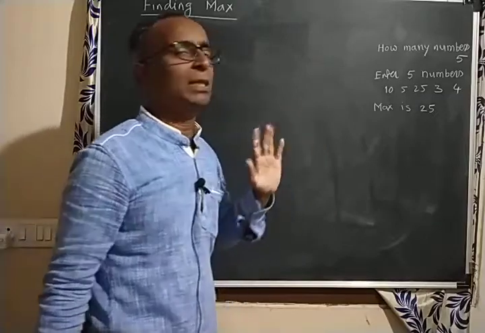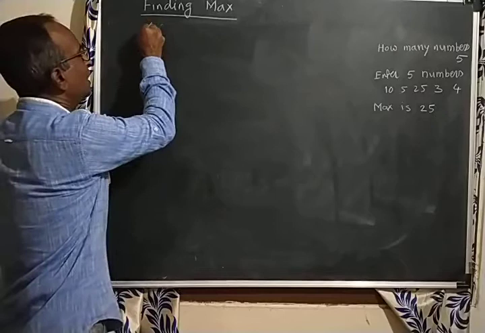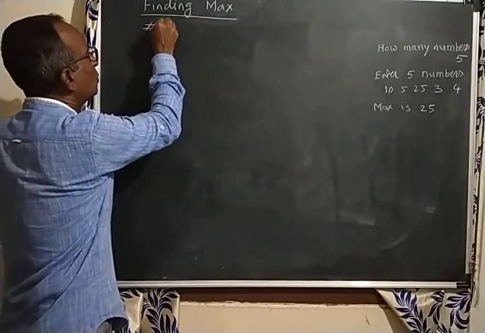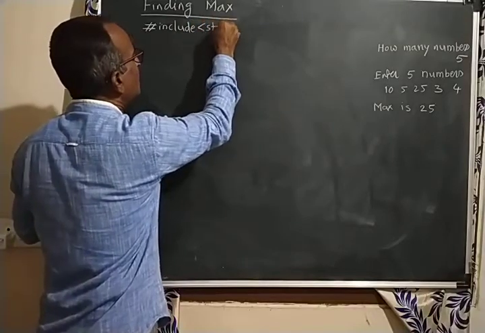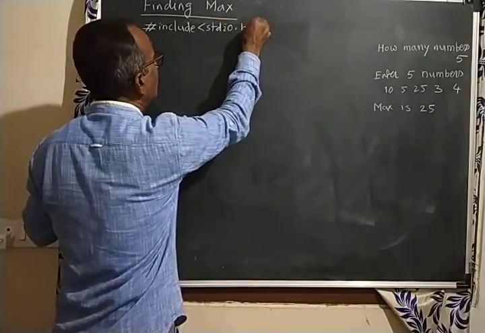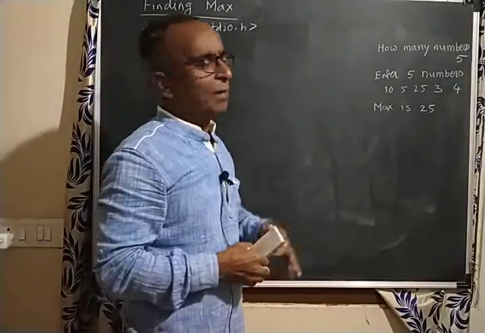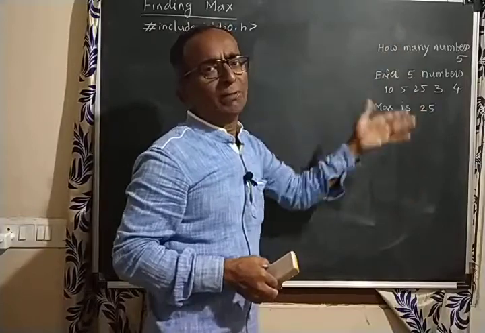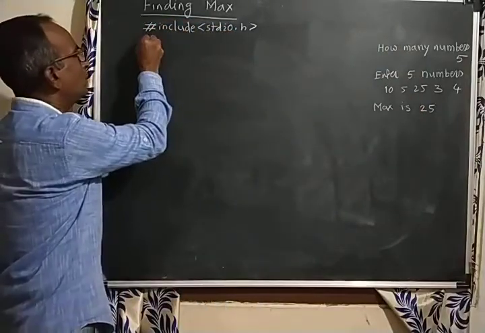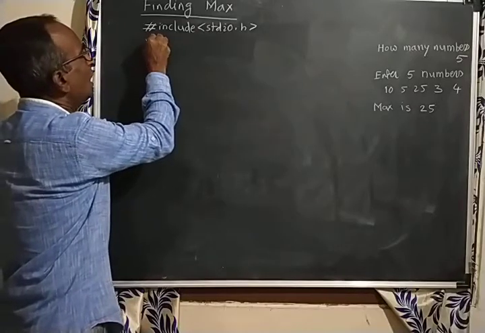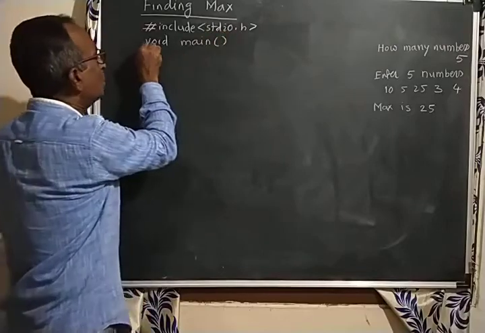Now what exactly are we doing? For finding the maximum, I am writing the complete program. Why do you have to include stdio.h? Standard IO, because we will be using printf and scanf. We are printing something and reading some values, so for that stdio.h is important. Now suppose I write void main. You know the importance of main.